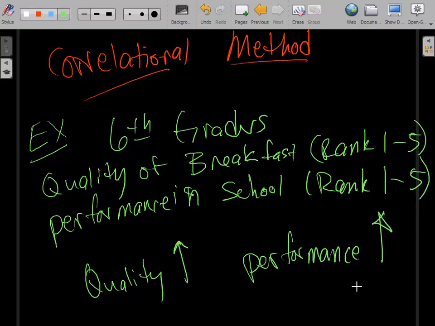Okay, so it's not a causal relationship. There's a, what we say, a lurking variable here. There might be a reason that a student is getting a better breakfast, and that reason might also be influencing why they're doing better in school. Okay, so we're not saying that the breakfast dictates school performance, but we're seeing the relationship. As quality of breakfast increases, performance in school increases. Okay.